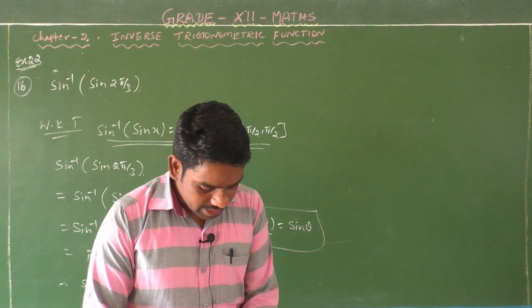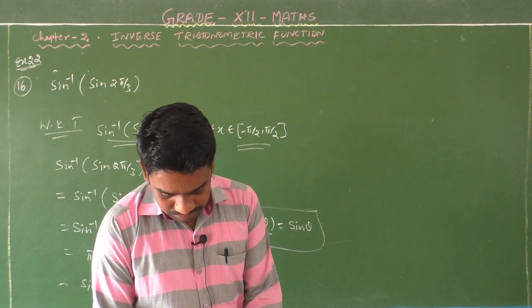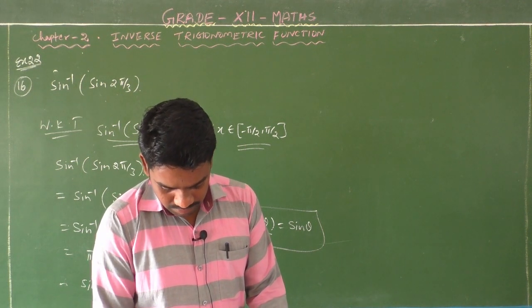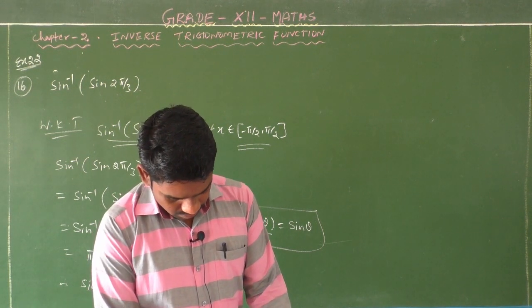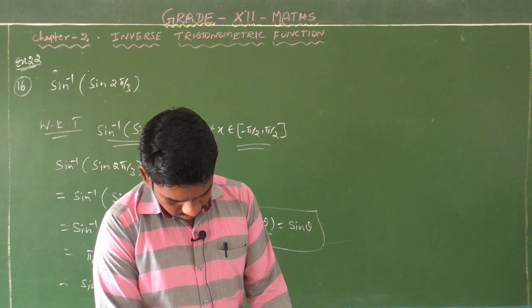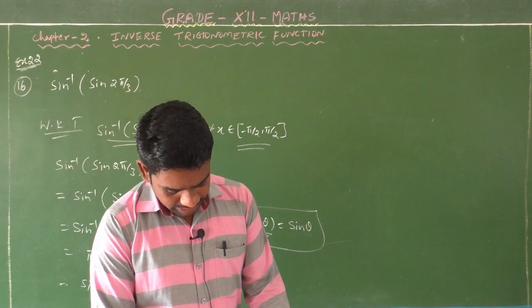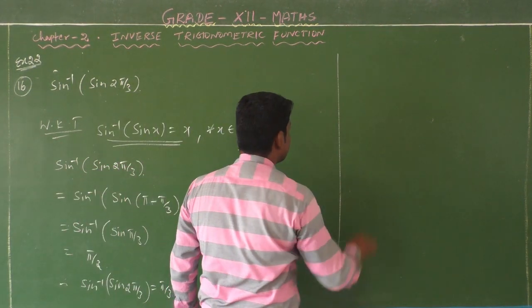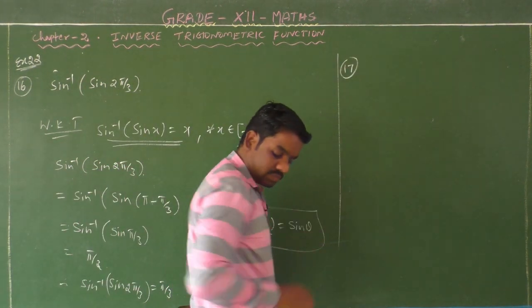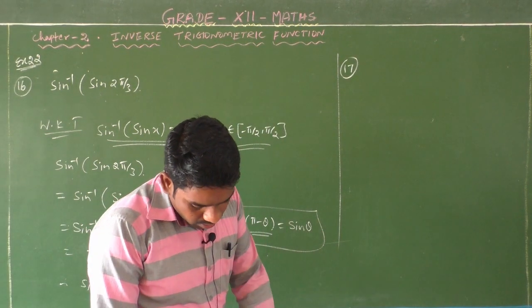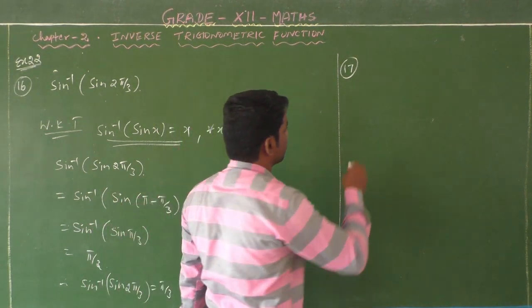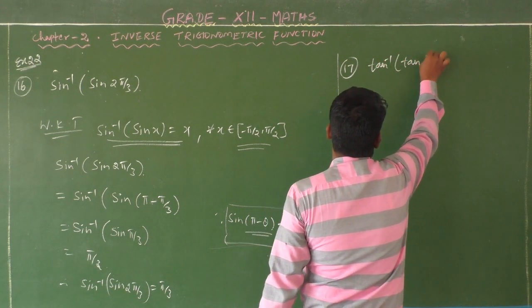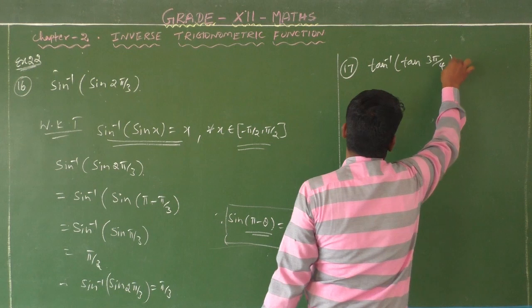Right. Answer pi by 3. Okay, correct. Next question. Question number 17. Listen. Tan inverse of tan 3 pi by 4.